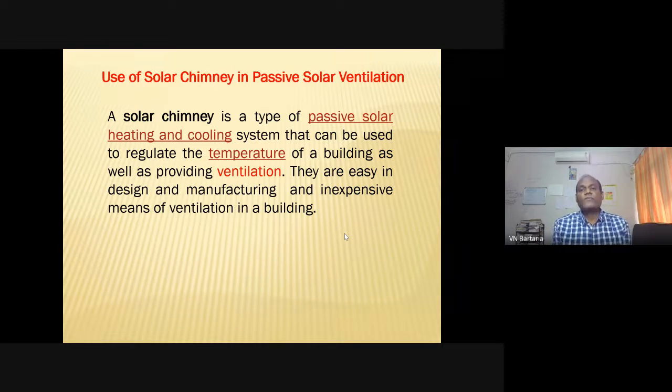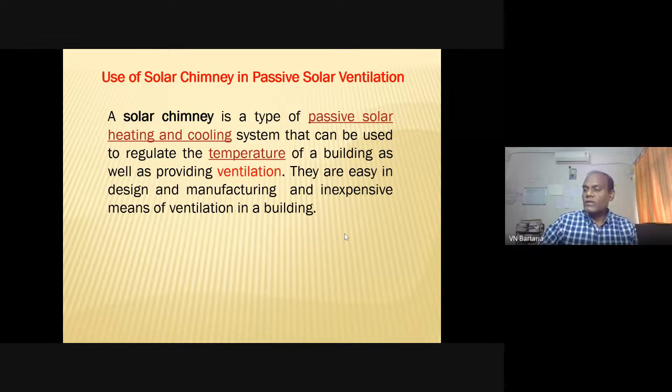A solar chimney is a type of passive solar heating and cooling system that can be used to regulate the temperature of the building as well as providing ventilation. So solar chimney is also a system which is used for heating and cooling of air. And apart from heating and cooling, it can also provide ventilation with the use of solar energy. They are easy in design and manufacturing and an inexpensive means of ventilation in a building.